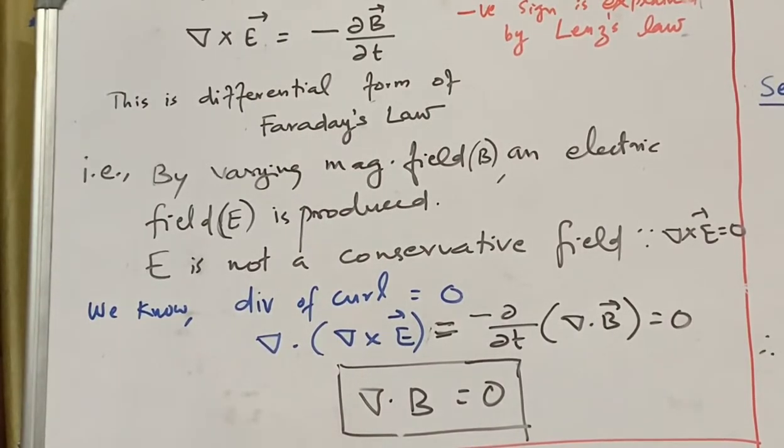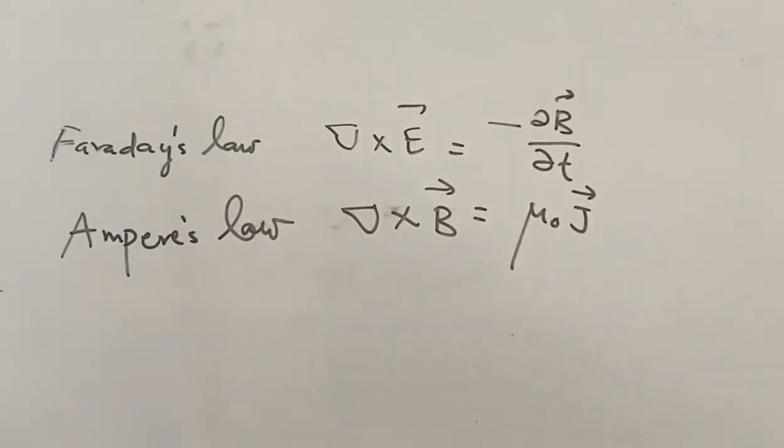Mathematically, we know that divergence of curl equals 0. Del cross E is curl of E. Div of del cross E means del dot del cross E, which is equal to minus dou by dou t of del dot B, which becomes 0. From this step, we conclude that del dot B is equal to 0. That is, magnetic field will not diverge. It will curl.